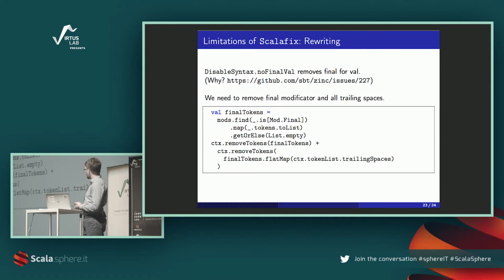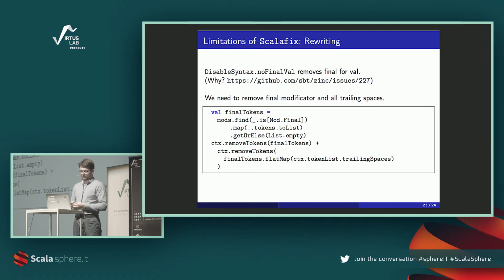Then we should take the tokens of that final modifier. Tokens is a list of tokens, of course. And we should remove that list and also remove the trailing spaces of these tokens. Well, it's not a long fragment of code, but it's quite long for such an easy operation. If we were working on ASTs, it would be just one filter on our tree. But here we have several lines of not so obvious code.